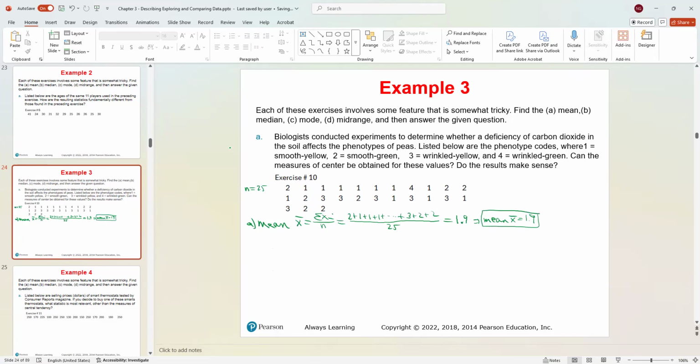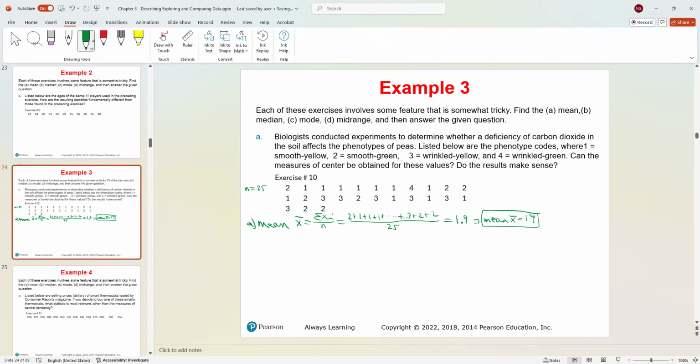Now, for the median, again, it's very important to reorder your data from the smallest to the largest. So what I'm gonna do again is reorder. The smallest data here, I see 1, 2, 3, 4, 5, 6, 7, 8, 9, 10, 11. I'm gonna have 11 ones.